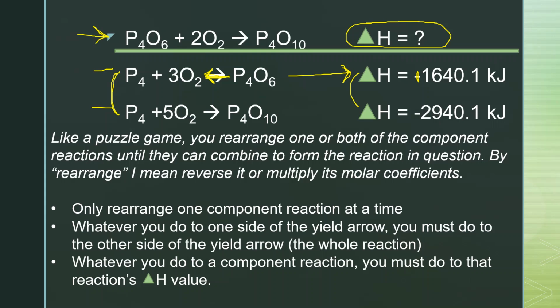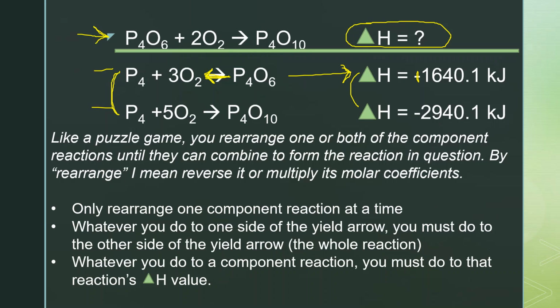Or you can multiply one of the component reactions by a number. You can multiply everything in a component reaction by the number 2, so that you would multiply its molar coefficients by 2.